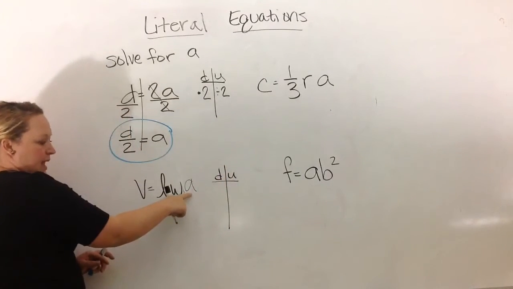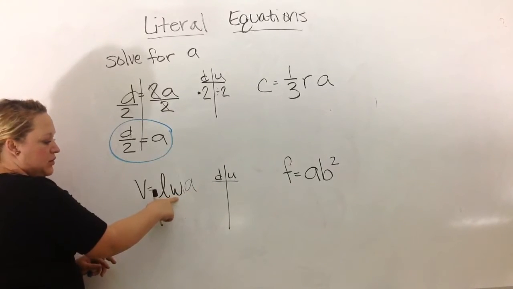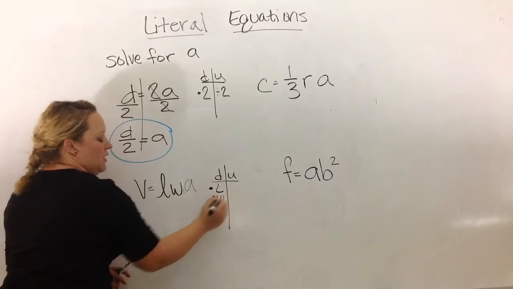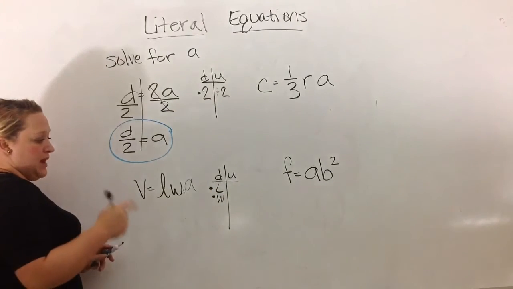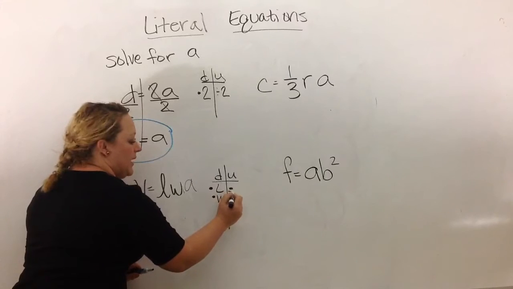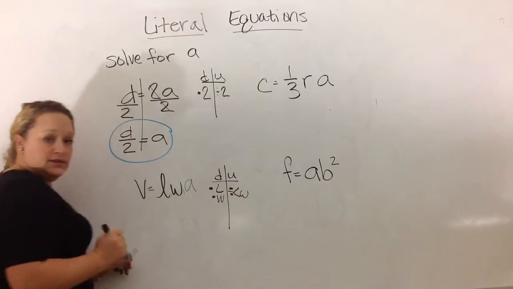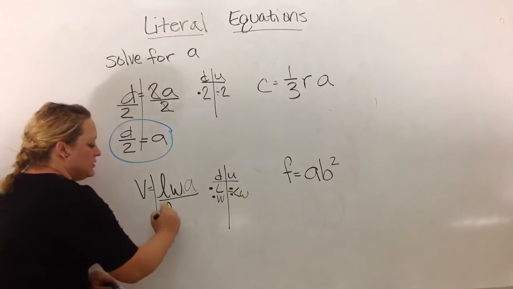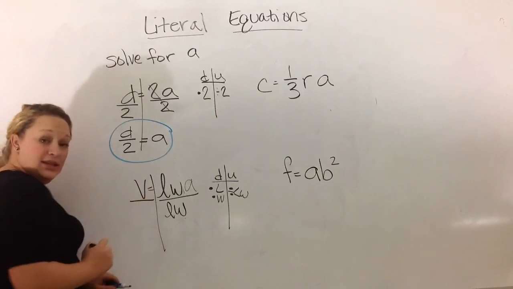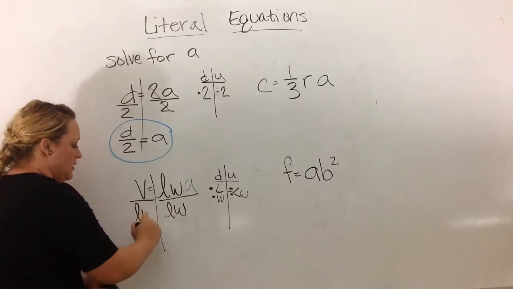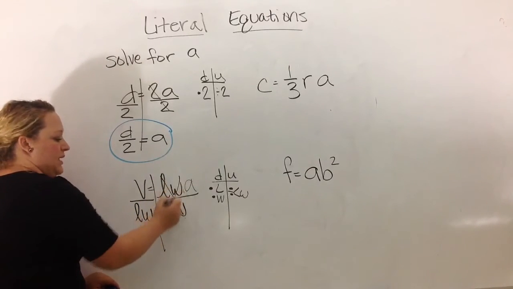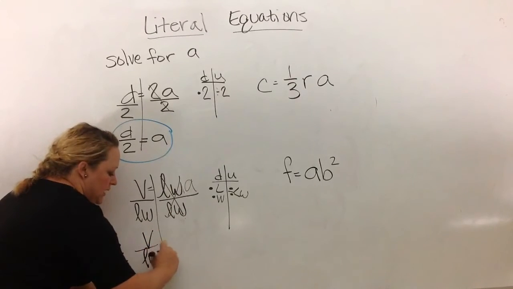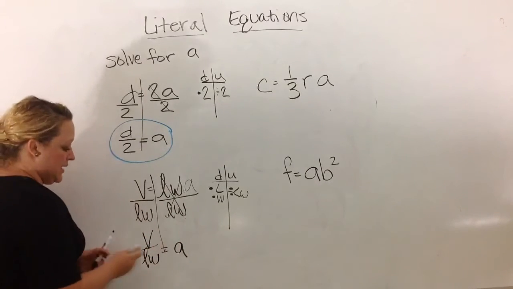Here's my A. A is being multiplied by a W and by an L. So the opposite of multiplying by an L and a W would be to divide by an L and a W. So I'm going to divide this whole side by LW. I'm going to divide this whole side by LW. These would cancel. So now my answer would be V over LW equals A. And that's it. That's your answer.